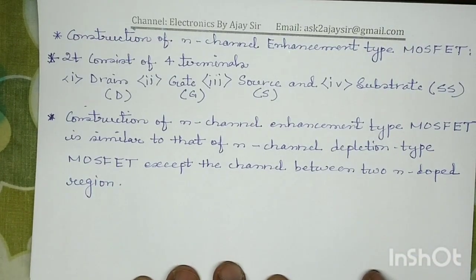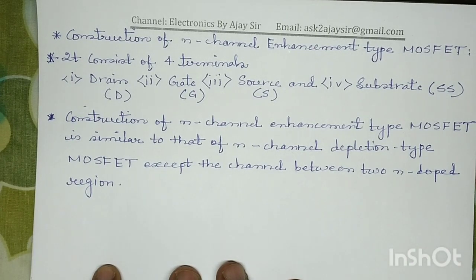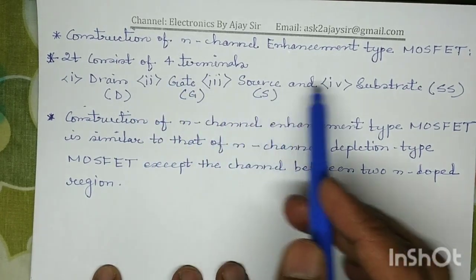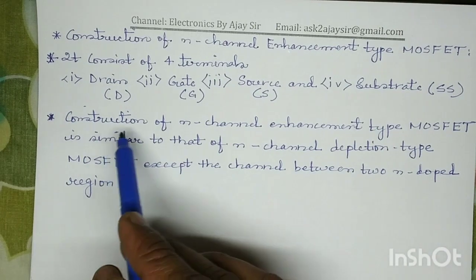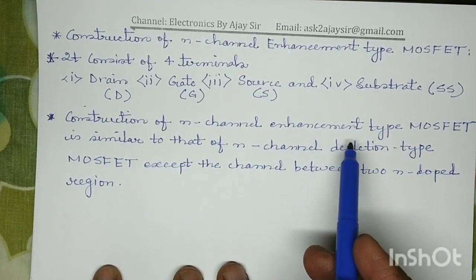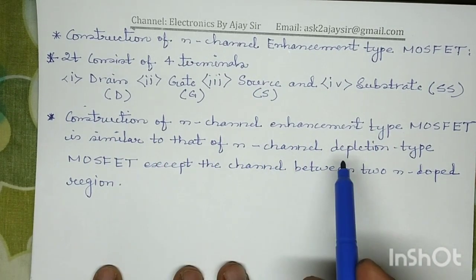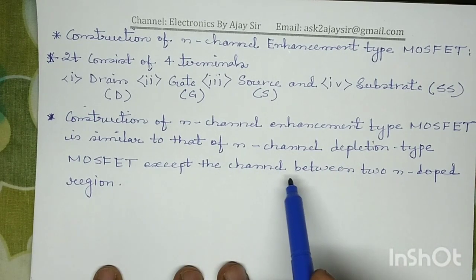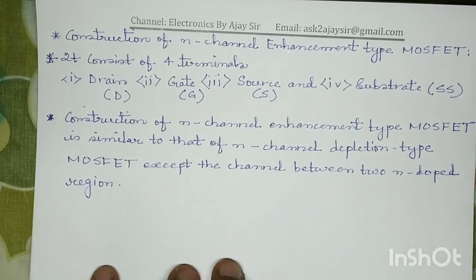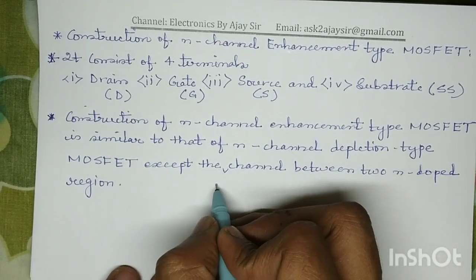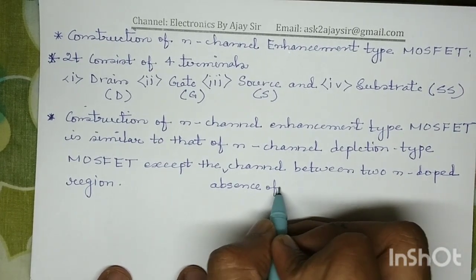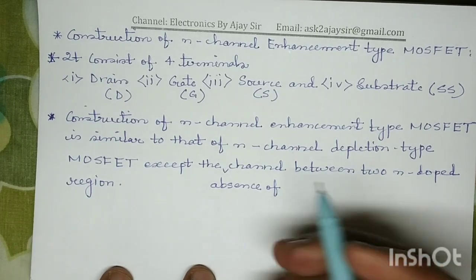Now look at here, I have mentioned some points related to the construction of n-channel enhancement type MOSFET. The first point that I have mentioned here is that it consists of 4 terminals: drain, gate, source and the substrate. The construction of n-channel enhancement type MOSFET is similar to that of n-channel depletion type MOSFET, except the absence of the channel between the two n-doped regions.